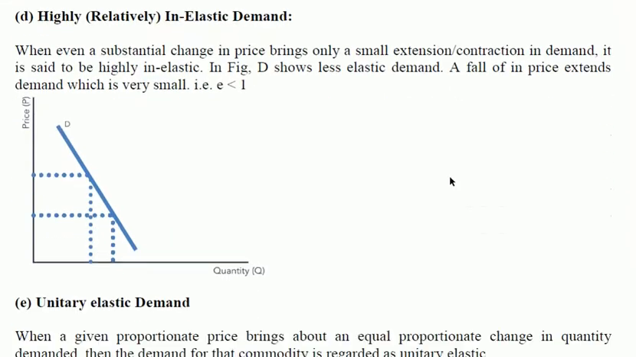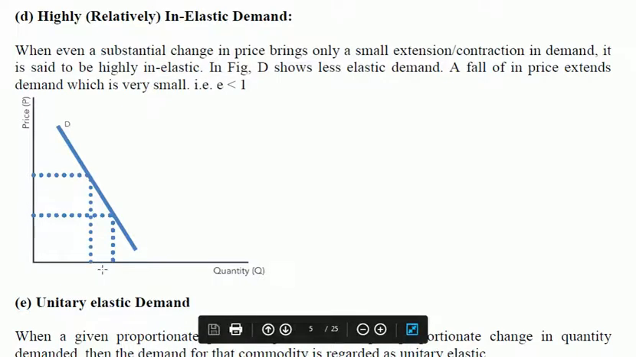The next is highly inelastic. Highly inelastic is related to the second one, which was perfectly inelastic. Highly inelastic means that even a substantial change in the price brings only a small extension or contraction in the demand. That means if there is a reduction in the price from here to here, the increase in the quantity demanded is pretty small.